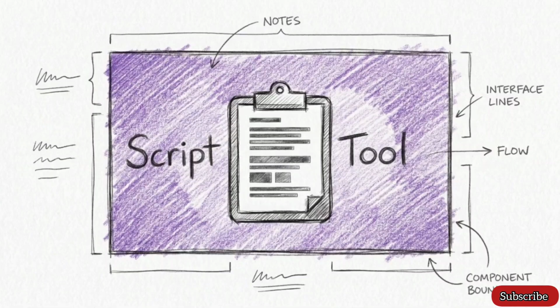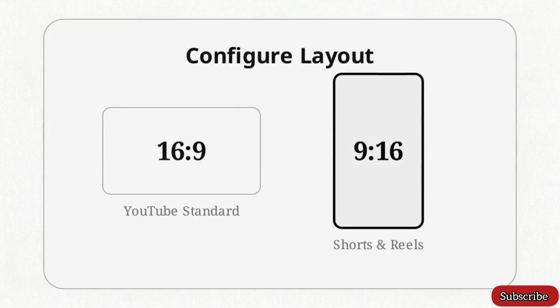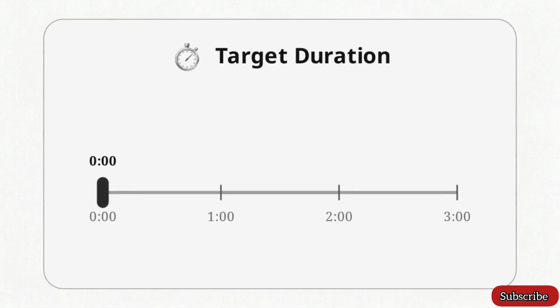Navigate directly to the script tool and paste the ChatGPT story you copied earlier. Now you must configure your layout. Select the wide 16:9 layout for standard YouTube videos, or switch to the vertical 9:16 option for shorts and reels. Next, set the target duration parameter matching your script length, typically falling into the 1 to 2 minute range.